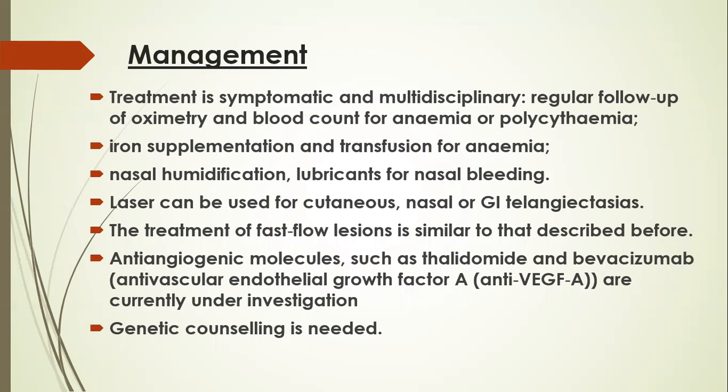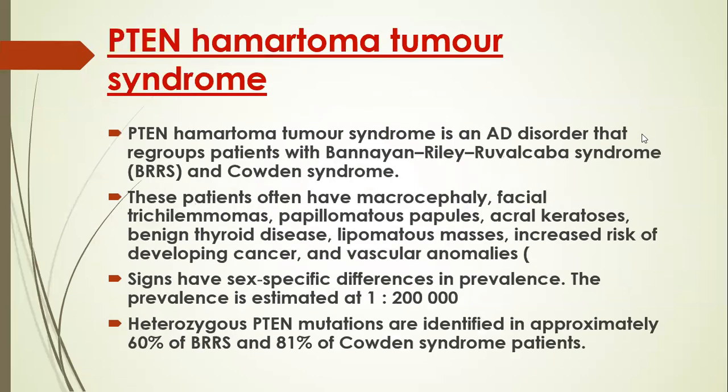Treatment for fast-flowing visceral lesions is similar to that described above. Anti-angiogenic molecules such as thalidomide or bevacizumab, which is the anti-vascular endothelial growth factor A, or anti-VEGF-A, are currently under investigation for all such indications. Genetic counseling is also required.